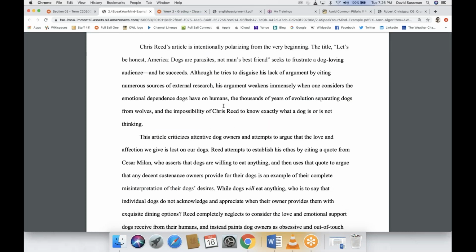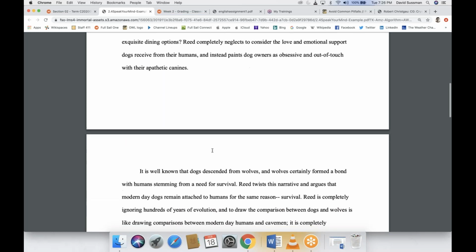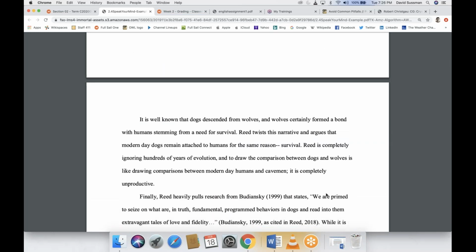Okay. So first, he discusses his first point. It begins with a clear topic sentence. This article criticizes dog owners and attempts to argue that the love and affection we give is lost on dogs. Okay. And notice how much time he spends explaining what the author has to say. Okay. The author attempts to establish by citing a quote and so on, and then responds. Okay. The author neglects to consider blah blah blah. So yeah, you can look at this example, right, and kind of try to do the same thing, or you can remember what I just showed.